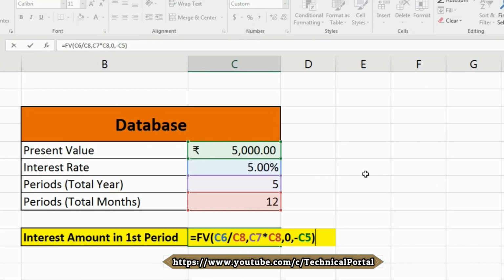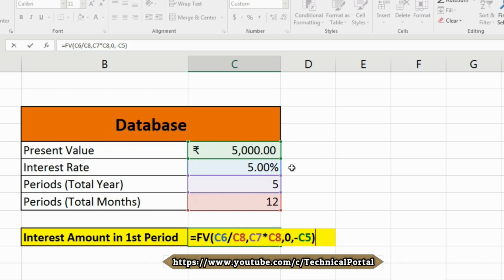So let's check how this formula actually works. The FV function can calculate compound interest and return the future value of an investment. To configure this function, we need to provide a rate, the number of periods, the periodic payment, and the present value. To get the rate, which is the period rate, we use the annual rate divided by periods, that is 5%, we have divided it by 12, that means periods in a month, right?